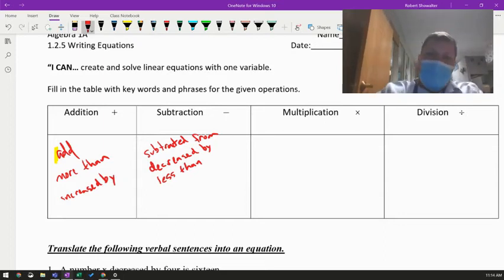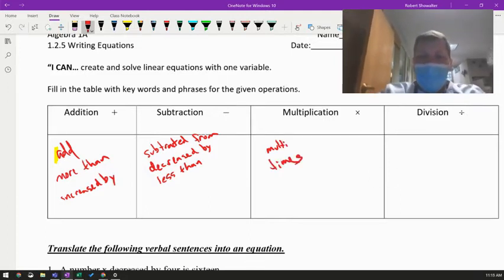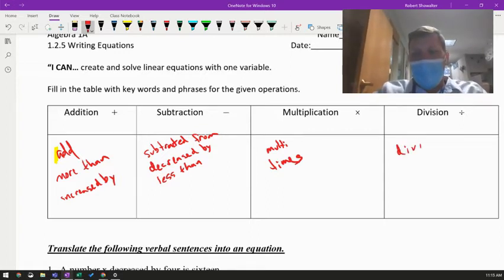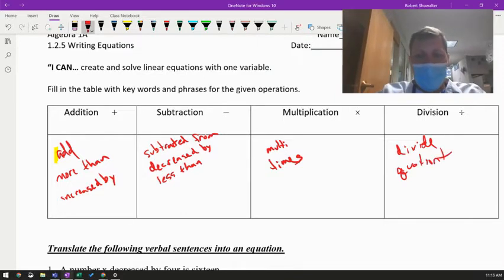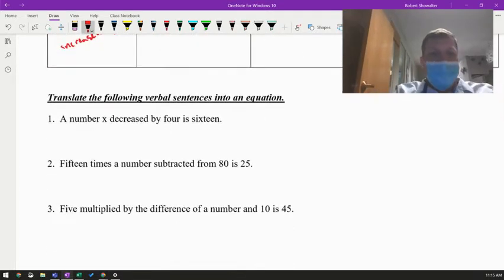Anyways, multiplication: multiply, times, right? Stuff like that. Division: divide. These ones are pretty straightforward. Quotient. If you see the word quotient in there, we're talking about division. Stuff like that. Okay, let's go ahead and take a look at number one.